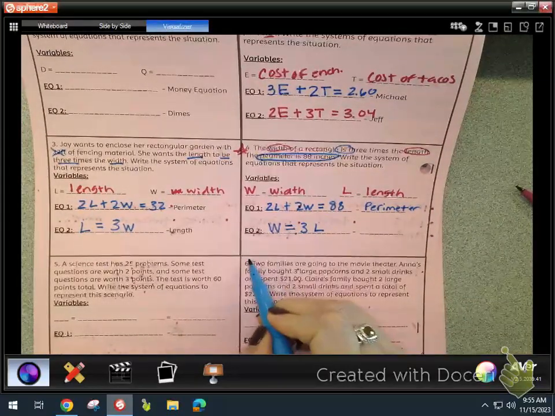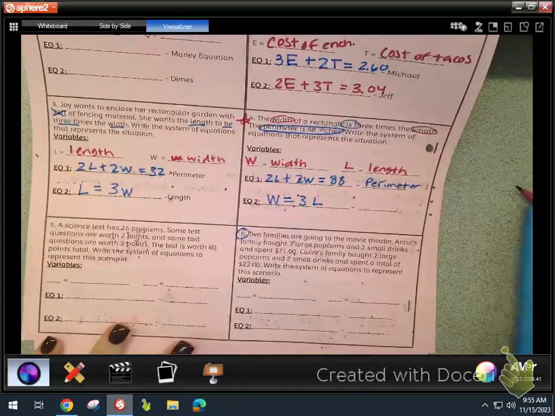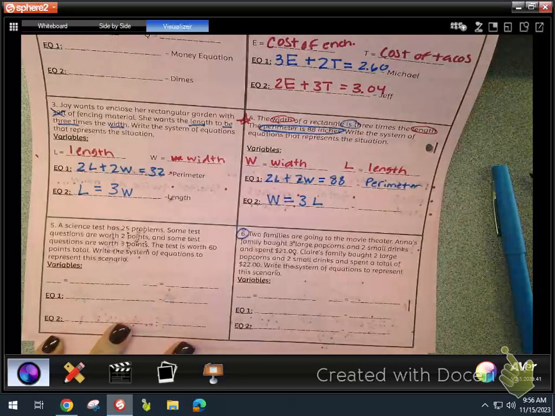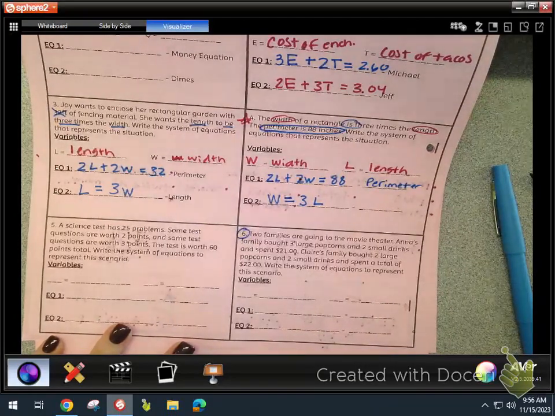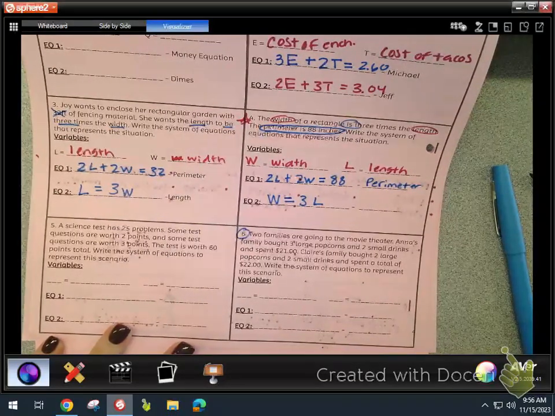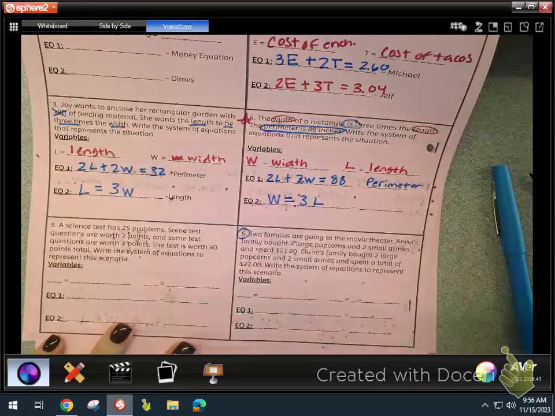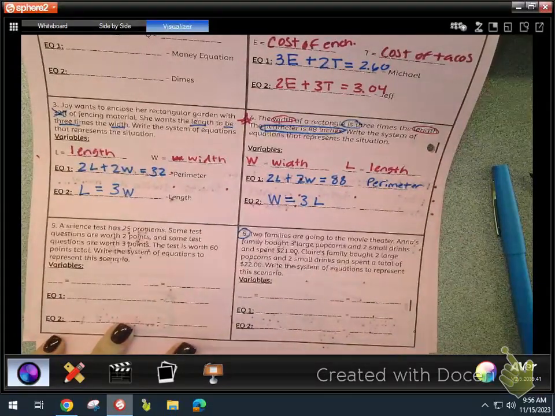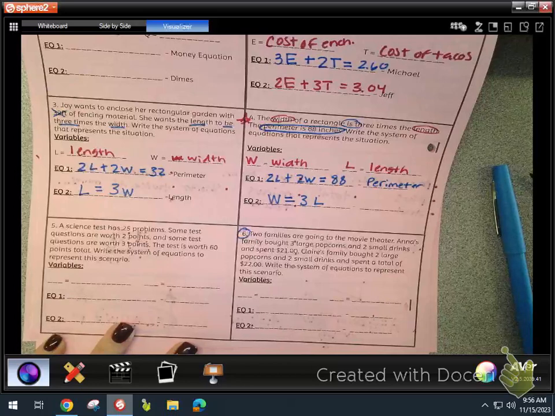I want you to try number 6 on your own. Okay, and then we'll knock out the last 2 together. So read through number 6. It's kind of similar to another one that we've done, if you want to look at your notes and see how we structure it. And then we'll do the last 2.